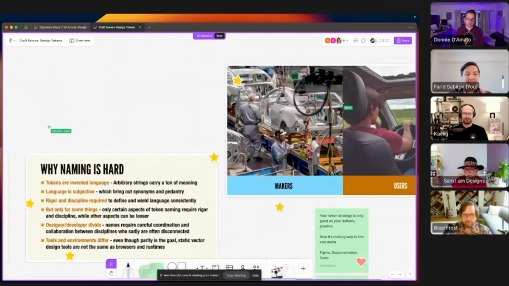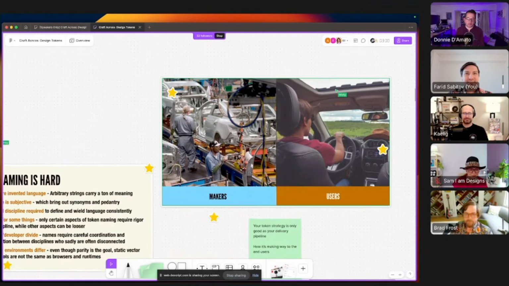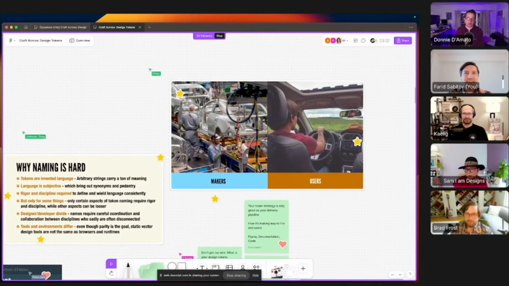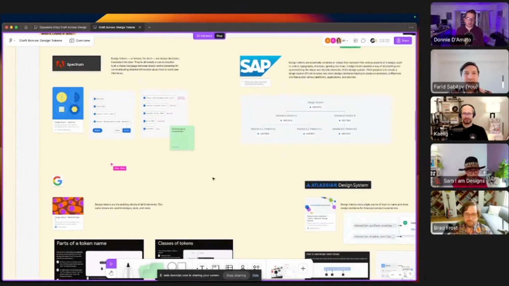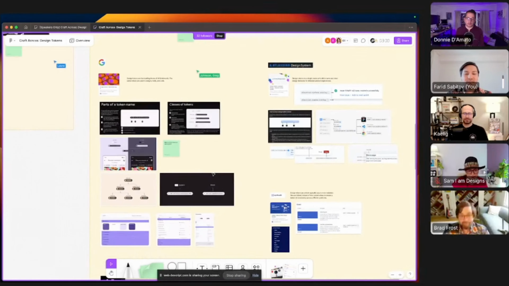Love it. I really like this example of makers and users. This is perfect. It is explaining that sometimes, as makers, showing all these complexities behind the scenes might just scare end users. Samantha, do you have any thoughts on that?